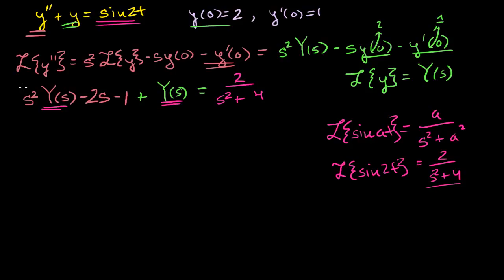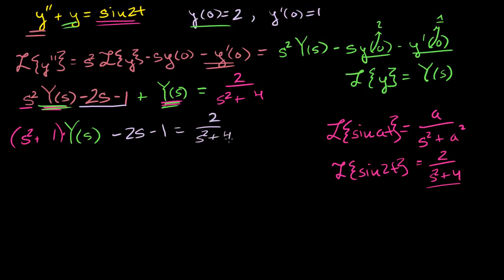That's a y of s term. And so we could write the left-hand side here as s squared, that's that term, plus 1, the coefficient on that term, s squared plus 1 times y of s. So this is a y of s, and this is a y of s, times y of s. And then we have the non-y of s terms, these two right here. So minus 2s minus 1 is equal to 2 over s squared plus 4.